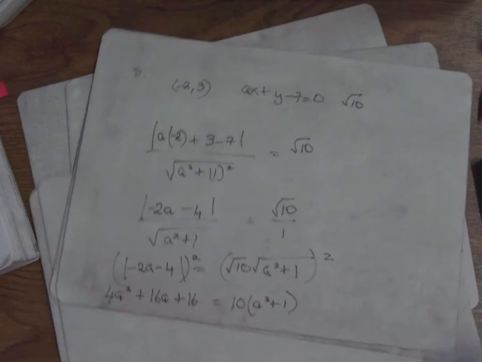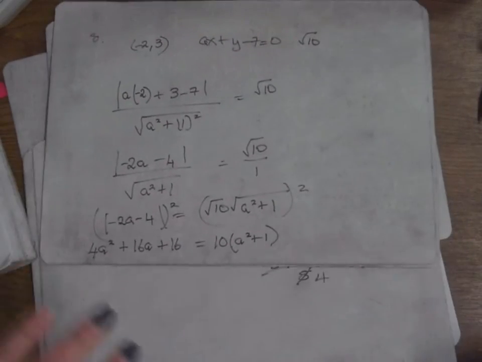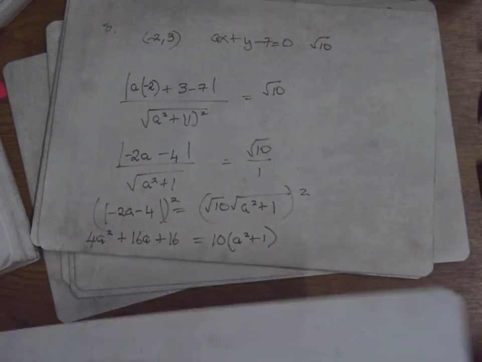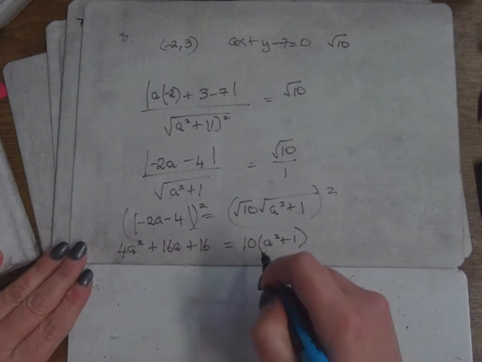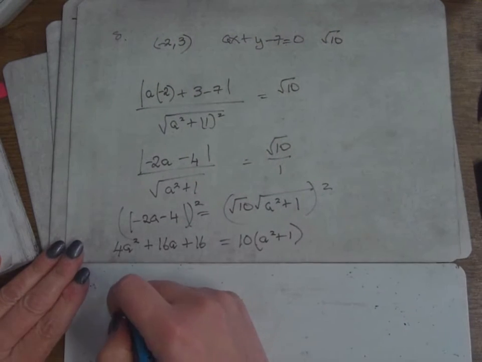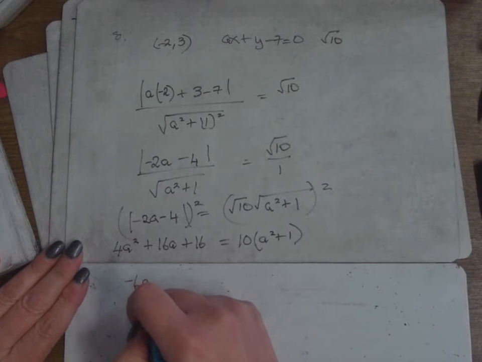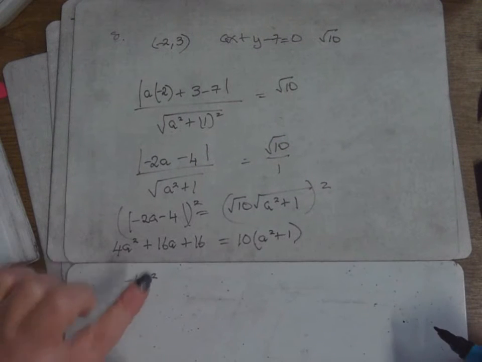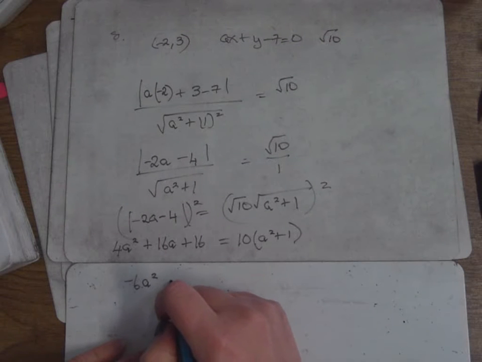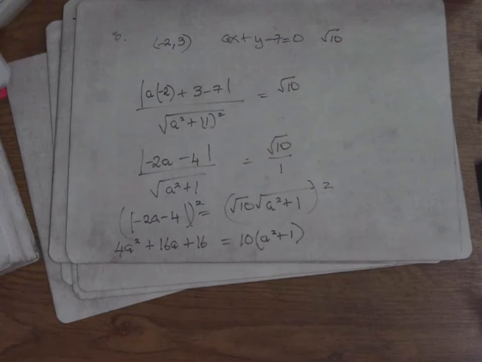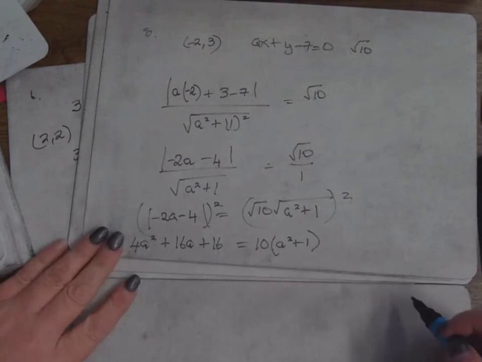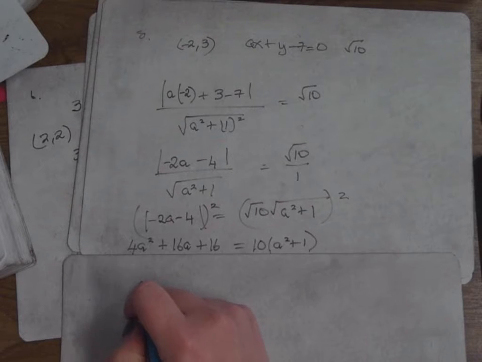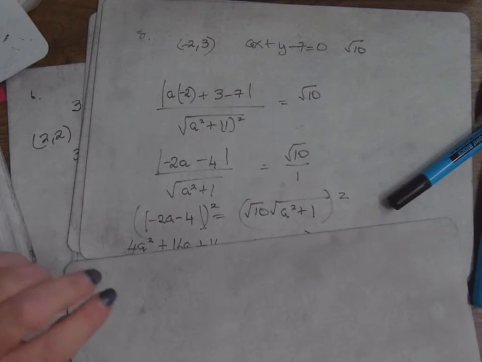Okay, multiply it out, tidy it up. So I'm going to multiply it out. That's 4a squared minus 10a squared would be minus 6a squared. I have 16a. So I've got minus 6a squared.